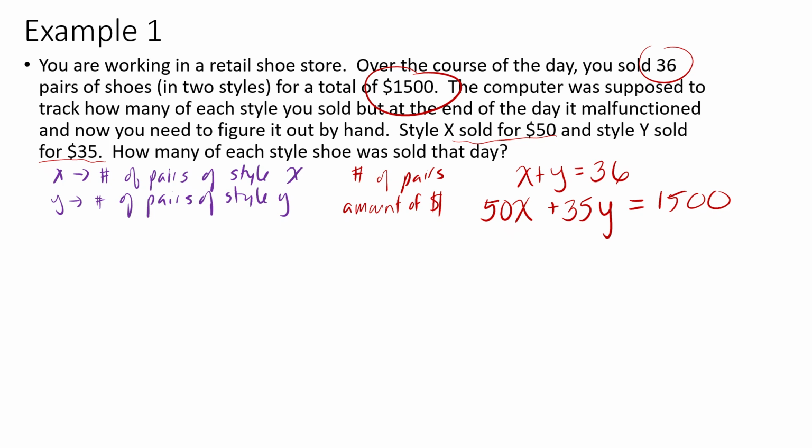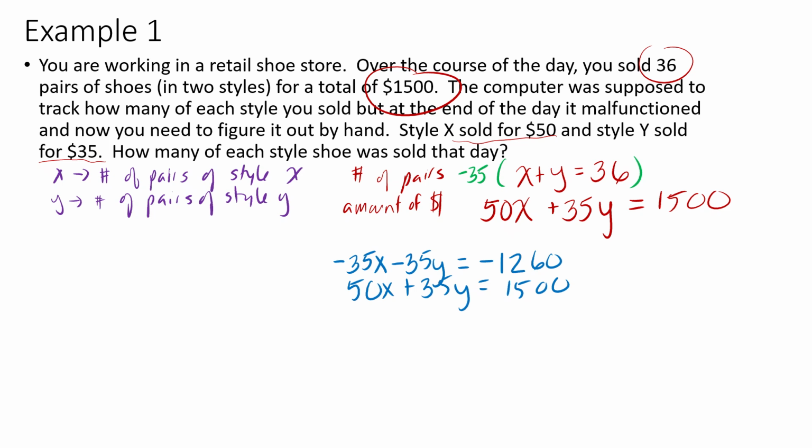So I've got 35y right here. If I could make this a negative 35y, then I would be able to have them drop out. And I can do that by multiplying that top equation by a negative 35. So that brings me to this. We've got negative 35x minus 35y equals negative, and then I've got to do 35 times 36, and that is 1,260. Bottom equation, we're going to leave alone.